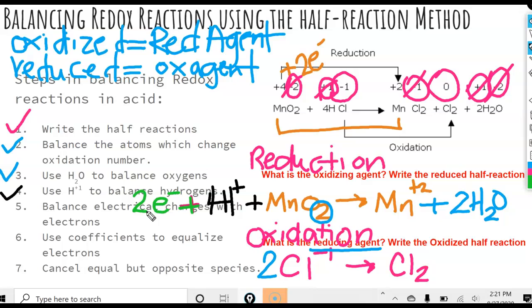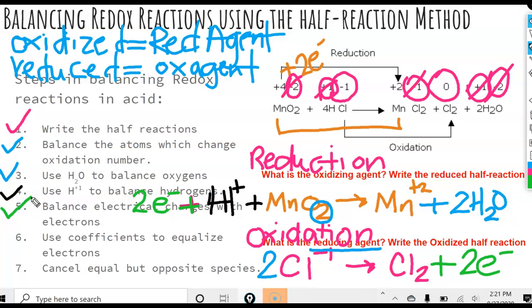Now I need to go down and balance my 2 -1s I have on the reactant side by adding in 2 electrons on the product side. So that means I have balanced my charges with electrons.